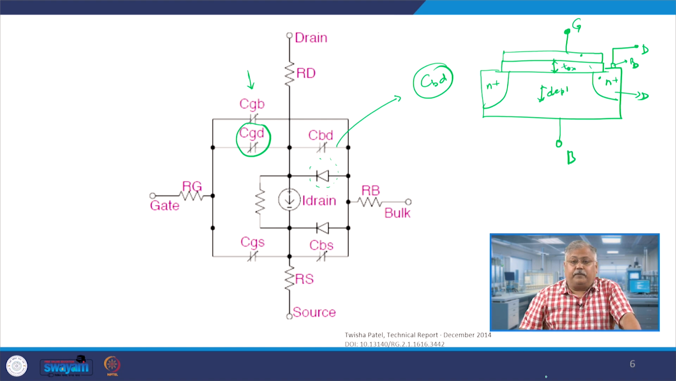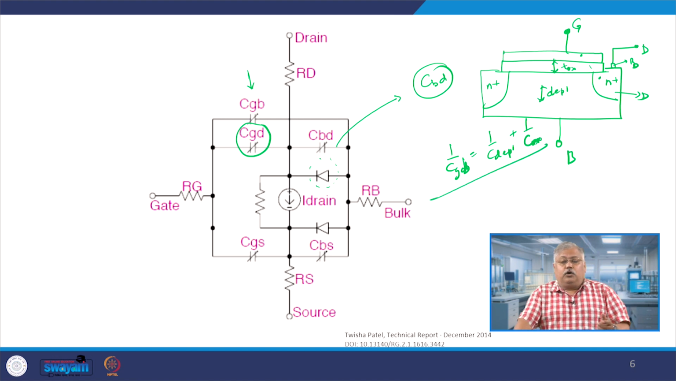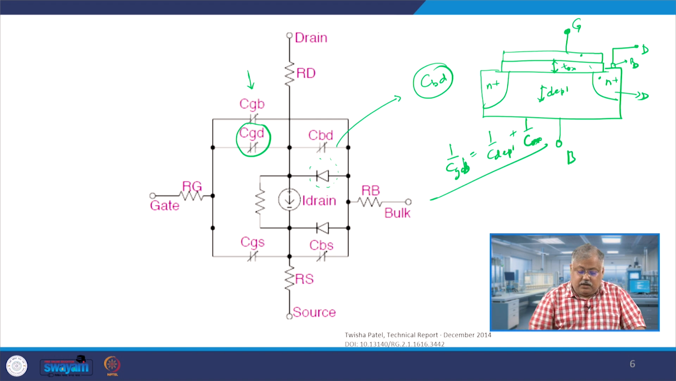Both will give you 2 capacitors in series, and the overall capacitance which you will get for CGB is: 1 by CGB is 1 by C depletion plus 1 by Cox, right. And this is where the value of your bulk charge becomes important, which determines the value of C depletion. So, we have been able to define CGB, CGD, CBD. Let us now come to CBS.